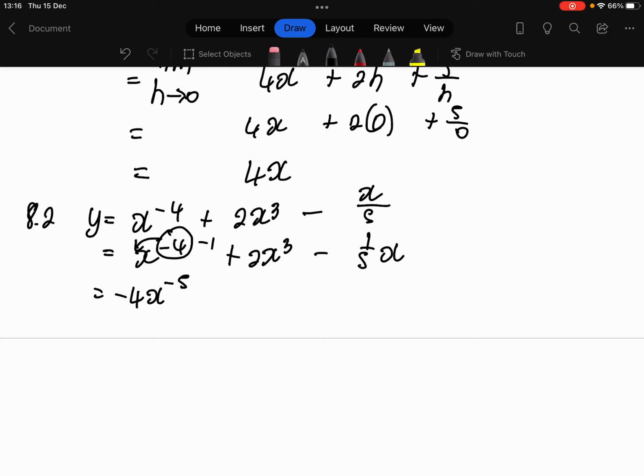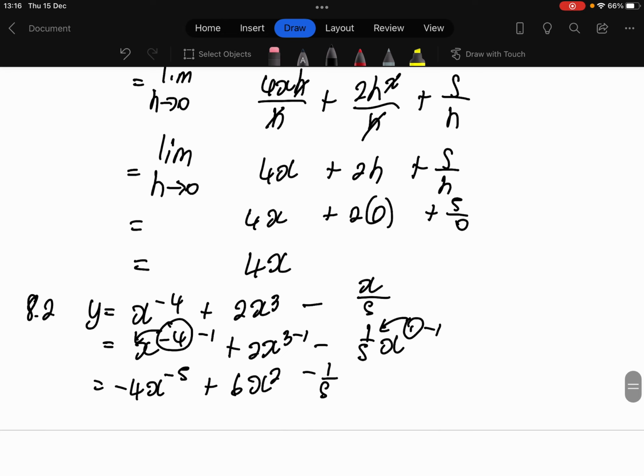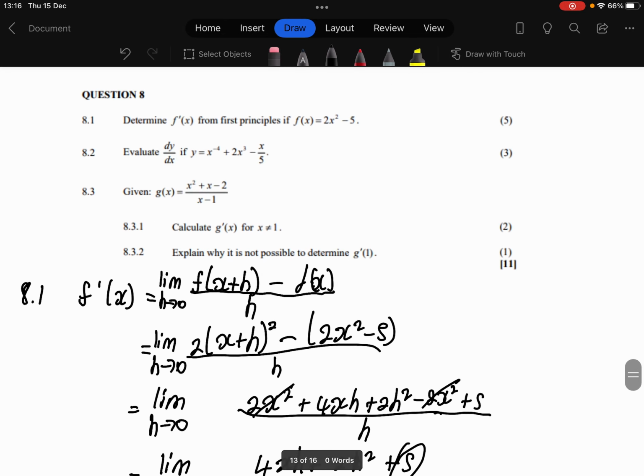Same thing here. 3 times 2 is going to give us positive 6. Rewrite the x, minus 1 from the exponent, and we get it squared. Same thing here. The exponent, which is 1, times the coefficient, which is negative 1 over 5, minus 1, x to the power of 0 is 1, and we just leave it like that. Okay, so that's how you derive from first principles and from your normal rules of differentiation.